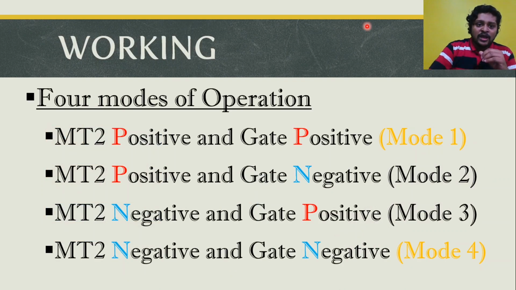The TRIAC works in 4 modes. As we have discussed in the DIAC, there are 2 modes of operation: MT2 positive and MT2 negative. Now with this TRIAC, there are 4 modes. With MT2 positive, the gate can be positive and the gate can be negative. Similarly, with MT2 negative, there are 2 modes, again gate positive and gate negative. So there are basically 4 modes of operation: mode 1, 2, 3 and 4.